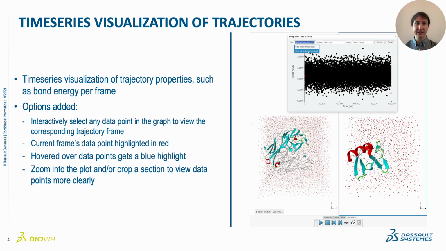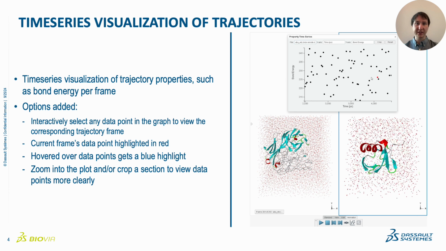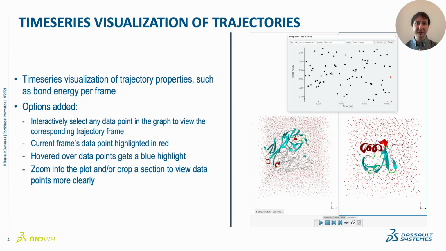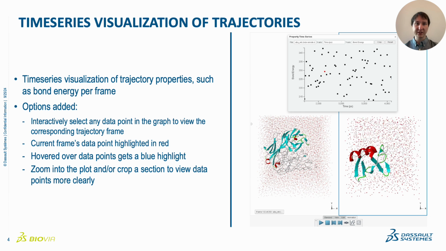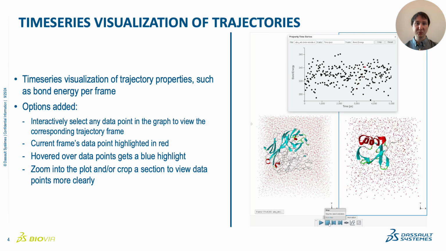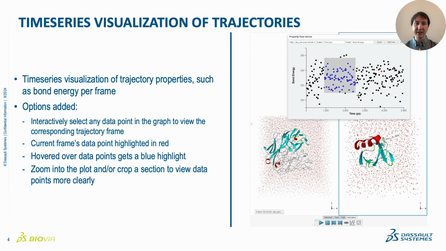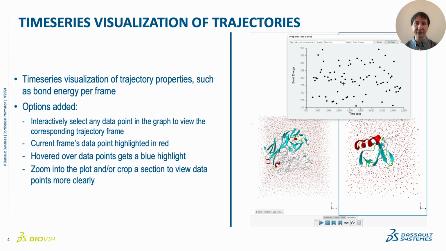A CSV file containing property data for each frame is read in, and then the user is able to visualize the data. The properties displayed on the graph are chosen by the user. The data displayed on the X and Y axis are able to be changed to any property available in the CSV file. In the graph view, you can interactively select any data point and then see the corresponding trajectory frame.